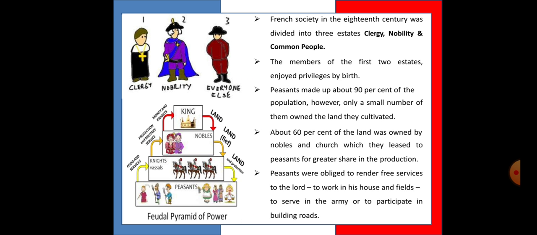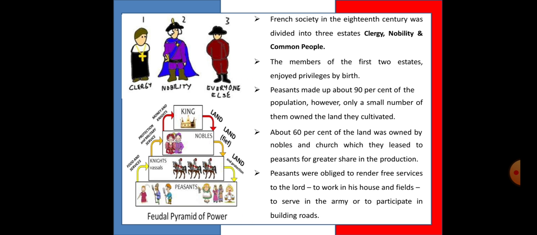Now social causes. As I have already told you, French society was divided into three estates or three categories. The first category was clergy, the second nobility and the third common people. Among the common people, there were peasants who occupied a large part of France. The first two estates enjoyed privileges by birth. That means they were exempted from paying any taxes. Only the third estate, common people, had to pay the taxes to Louis XVI.